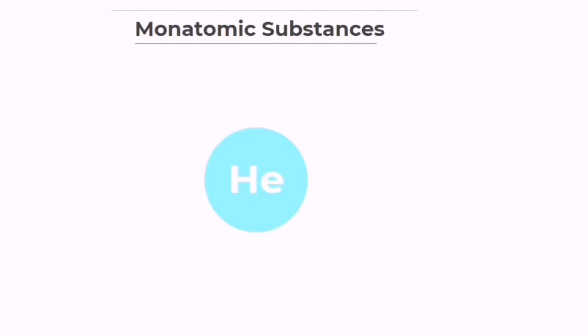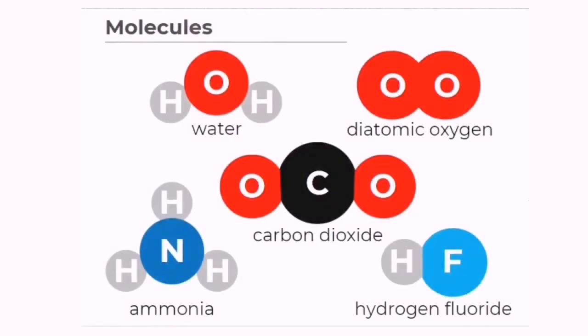It is important to note that when two or more atoms combine, they form a molecule. Water, diatomic oxygen, carbon dioxide, ammonia, and hydrogen fluoride are some examples of molecules. How atoms combine to form molecules will be discussed in another lesson. It is important to note that every molecule has its own properties.